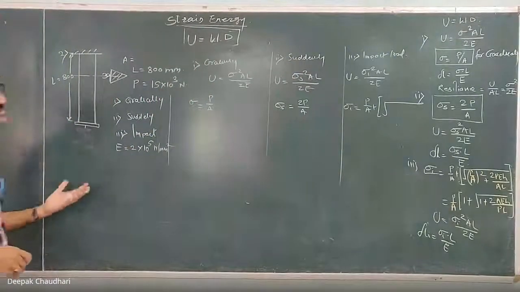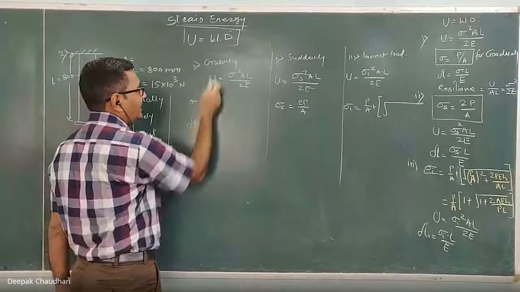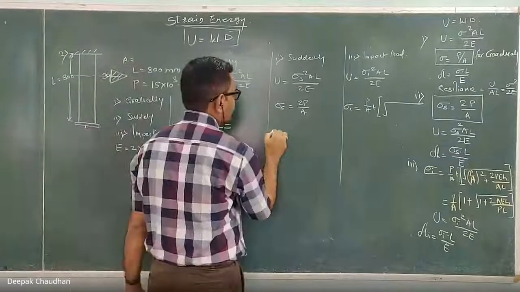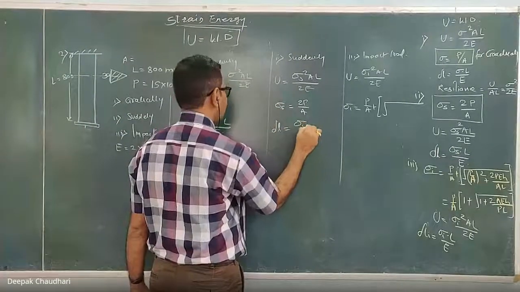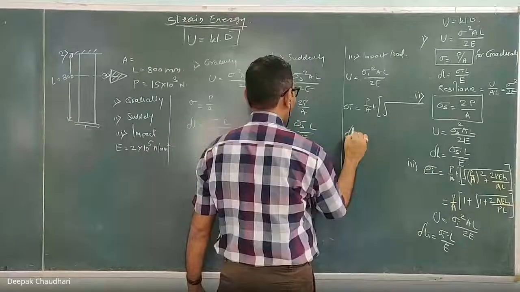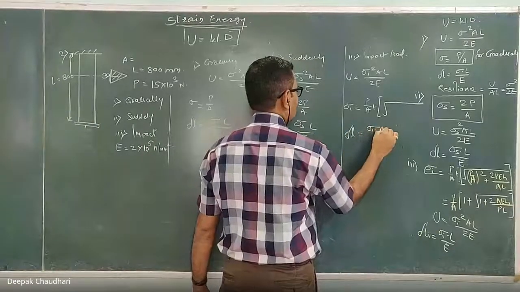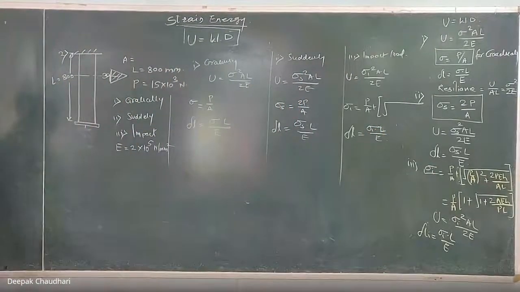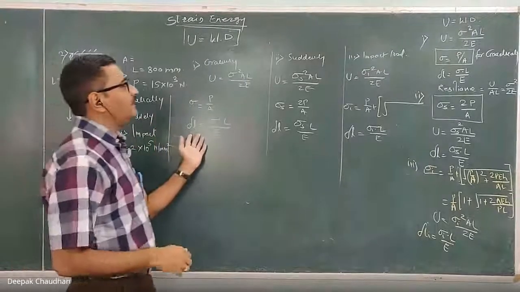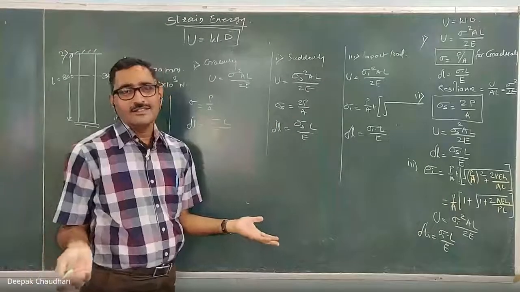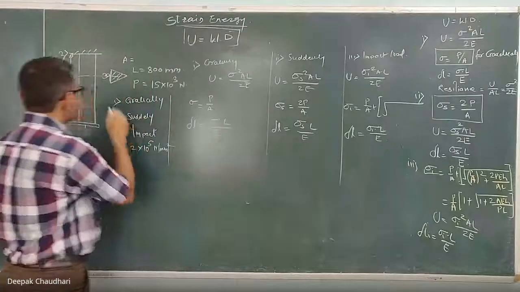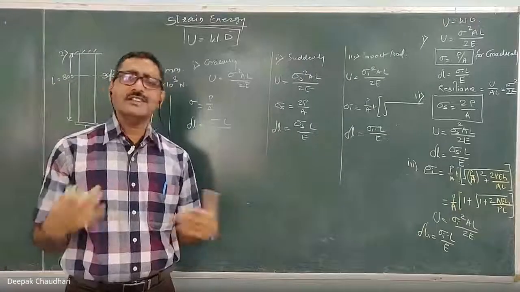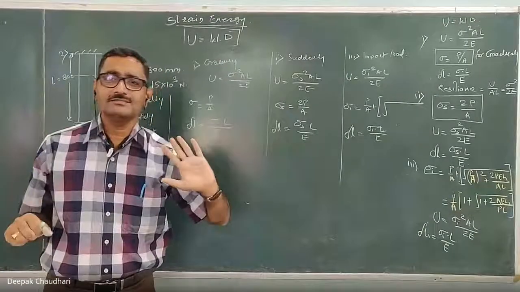Sometimes it is asked to calculate the delta L. For gradually applied load, delta L is sigma L upon E. For suddenly applied load, delta L equal to sigma S L upon E. And for impact load, delta L equal to sigma I into L upon E. In this way we can calculate the deformation. Sometimes this deformation is given and it is asked to calculate the load, or the distance h. Understood? Some things are different, but the basics are the same.